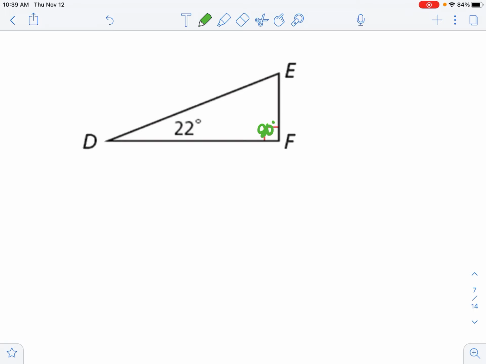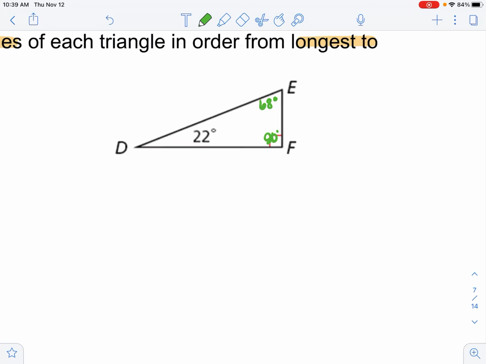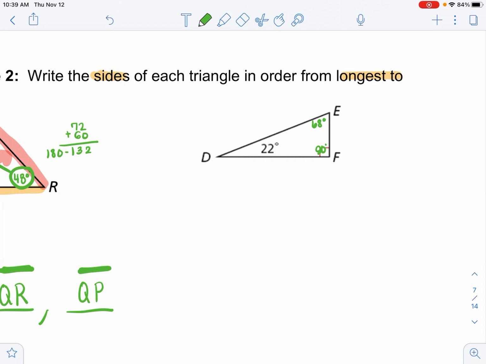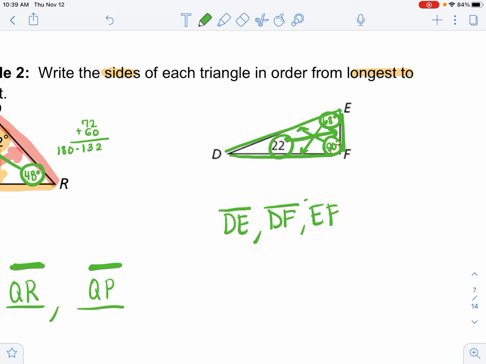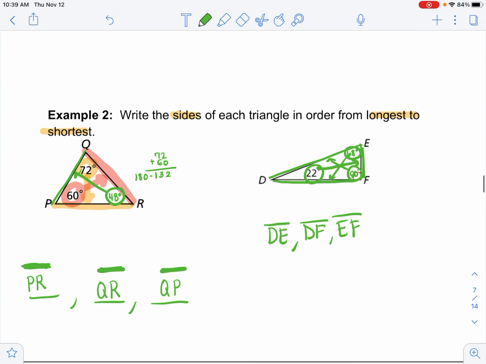All right, so this is 90 degrees, and then this would be 68 degrees. Okay, so I want longest to shortest, so my biggest angle is 90, so my biggest side is DE or ED. Don't forget the segment bar above it. My next biggest angle is 68, so my next biggest side is this side, which is DF or FD. And then my smallest angle is 22, so my smallest side is EF or FE. Okay?